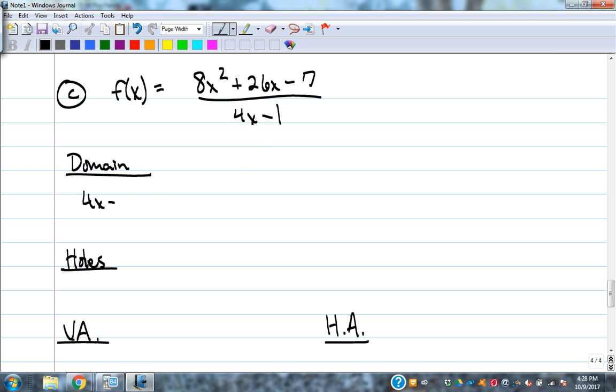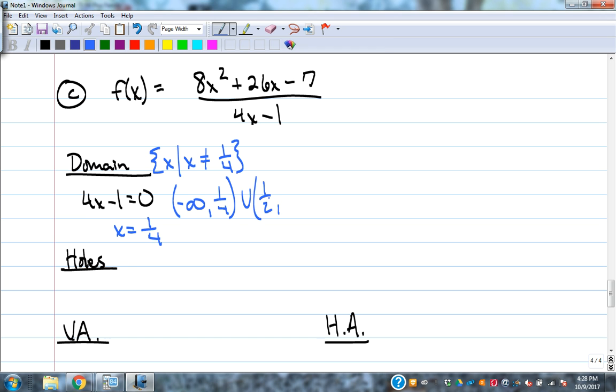So if I set 4x minus 1 equal to 0, I don't have to factor it because it's just a plain 4x minus 1. Just solve it. So that's going to be x equals a fourth. So our domain is x cannot be a fourth. Negative infinity up to a fourth, a fourth up to infinity. That was a little better on the interval notation. Not too bad.